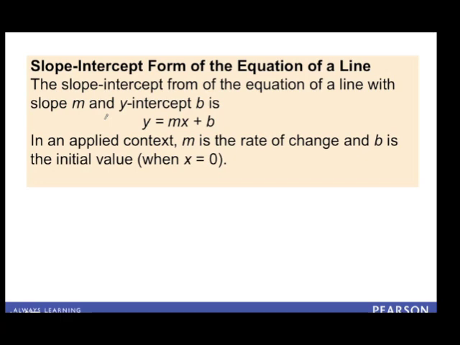The slope-intercept form of the equation of a line with slope m and y-intercept b, you realize that's at the point (0, b), is y equals mx plus b. In an applied context, m is the rate of change and b is the initial value.